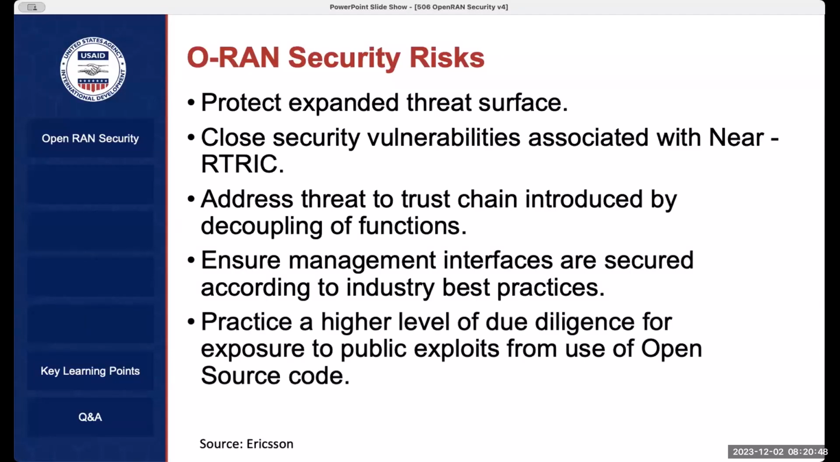And then of course, practice a higher level of due diligence, because a lot of Open RAN components would likely be using open source. And I'm not singling out Open RAN again. A lot of software right now is using open source components. So there could be a possibility that one open source module had a public vulnerability and a public exploit was released. So now we have to identify a lot of the libraries that we're going to be using and be on the lookout if there is a specific vulnerability that was published.